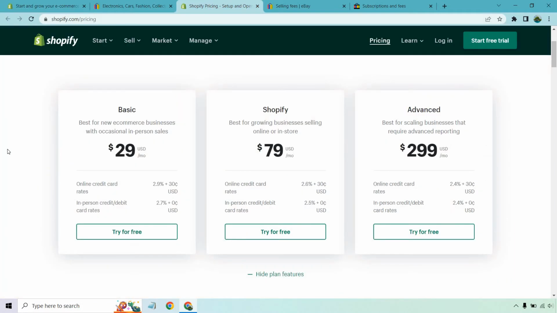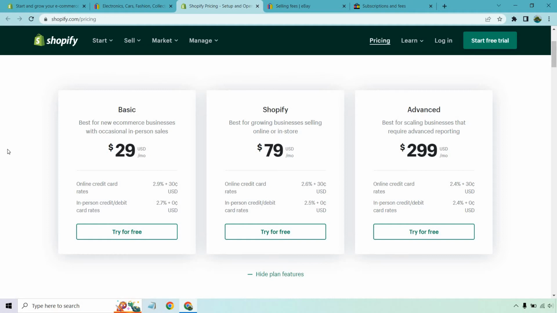So normally, if you're just getting started with an e-commerce business or any type of business overall, you'll probably want to start with Basic, as you can always scale up from there. It says best for new e-commerce businesses with occasional in-person sales. You're looking at $29 per month, which is a good, reasonable price when it comes to starting an online business. Not exactly a lot of money, especially if we compare that to actually having a brick and mortar place: overhead, rent, utilities, fees, workers, and so on and so forth.